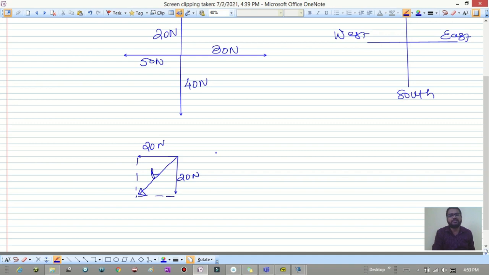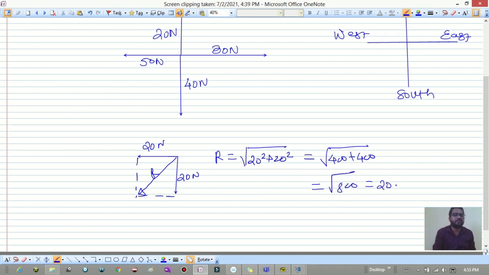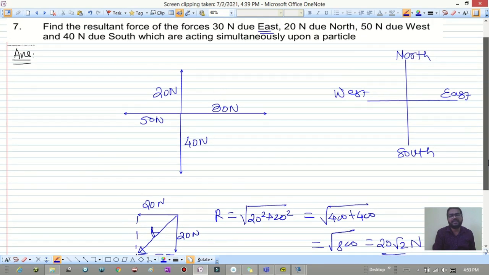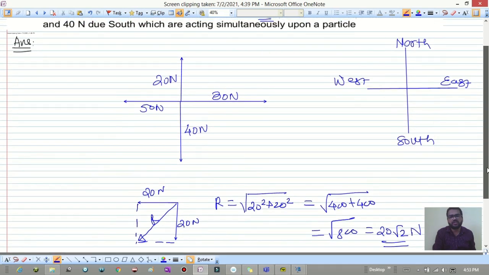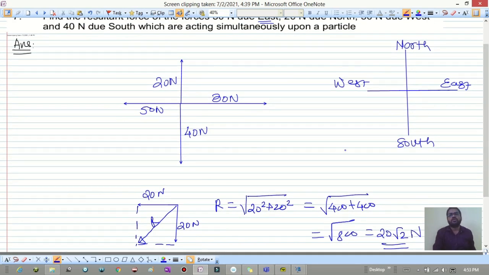And what is that resultant? R is equal to root of 20 squared plus 20 squared, as they are at an angle of 90 degrees. So 400 plus 400, it will become root 800. So you can calculate this and it will be 20 root 2 Newton, isn't it? This is the resultant magnitude we have, right? Resultant force we have. So this is the seventh question.